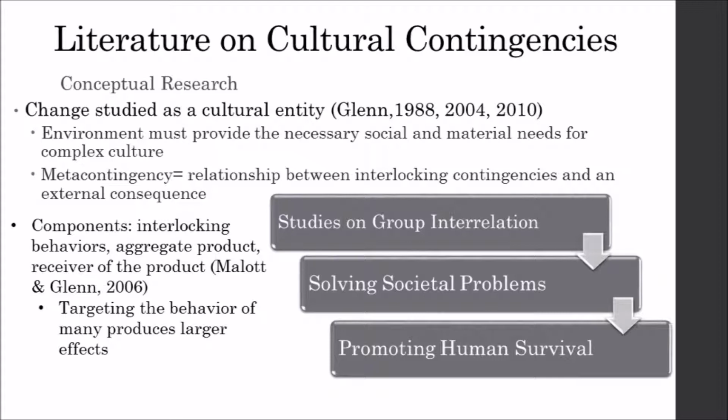Glenn also proposed that one's environment must provide the necessary social and material needs for complex cultural development. Our everyday actions result from a relationship between products produced by our individual behaviors and cultural consequences. Studying group interrelations can lead to solving societal problems and in the end promote human survival.